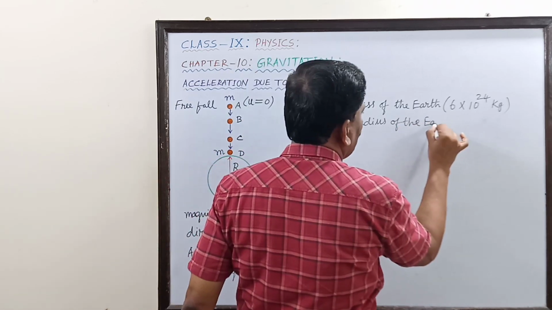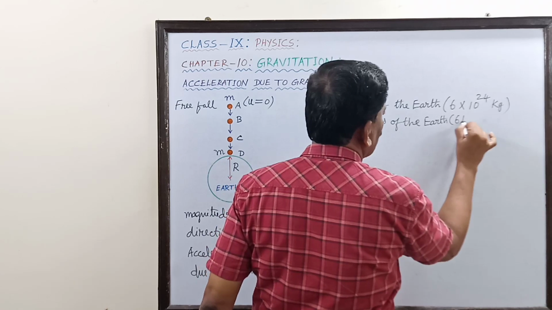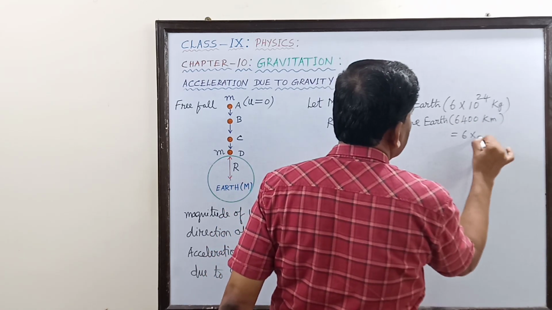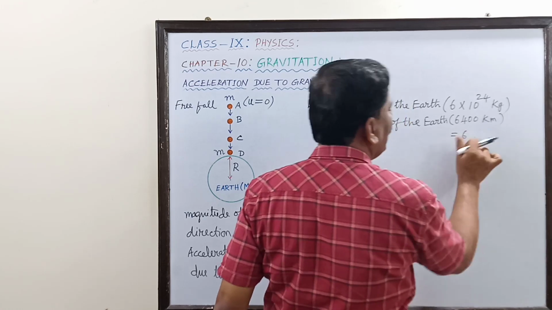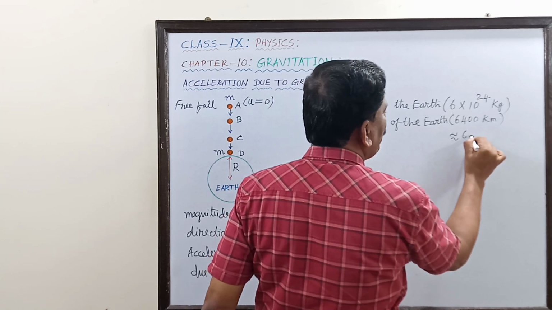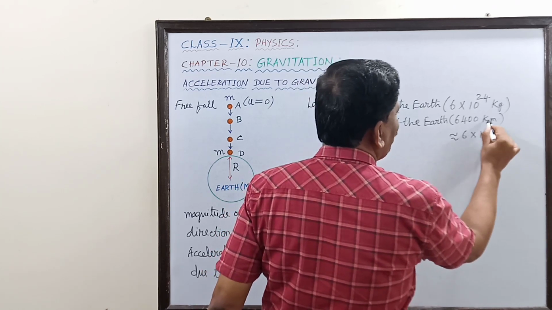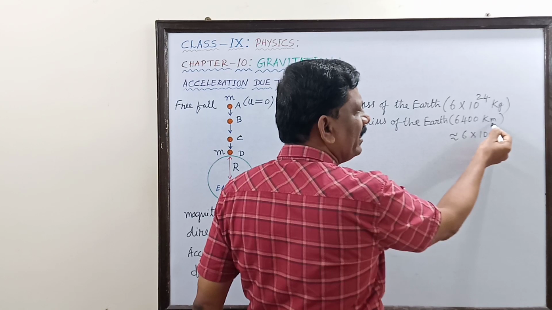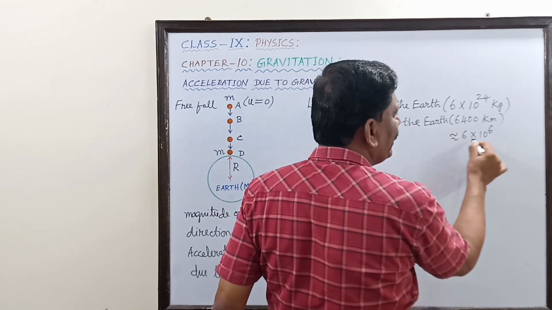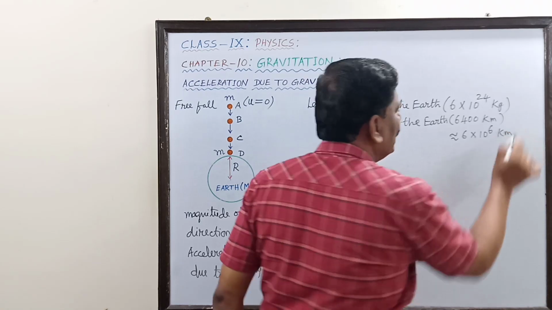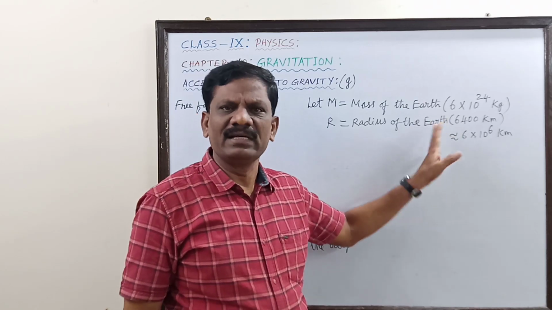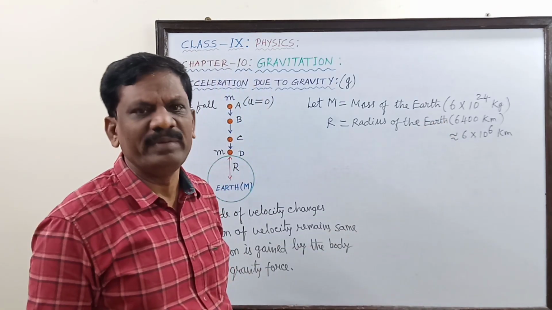So the radius of the earth is 6400 kilometer. So this is equal to 6 into 6.4 we can take, or nearly equal to 6 into 10 to the power of 6, since kilometer itself is 10 power 3 meter, and here the decimal I have kept. So this is nearly equal to 6 into 10 power 6 meter. Exactly it is 6.4, nearly I have taken 6 into 10 power 6.